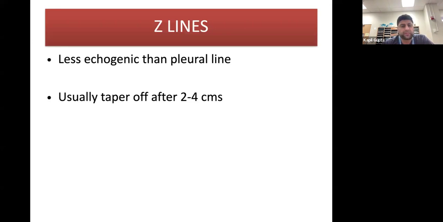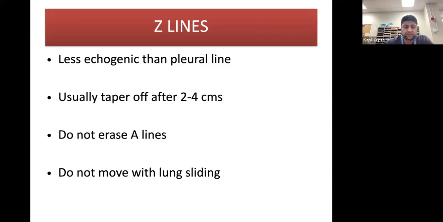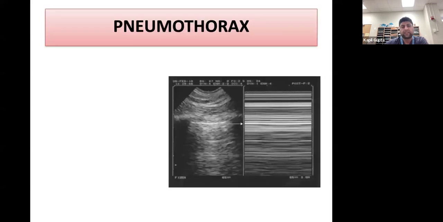They can confuse us. They are less echogenic than the pleural line. They usually taper off after 2 to 4 centimeters. They do not erase A lines, and they do not move with lung sliding. So these are some important differentiating features from B lines.